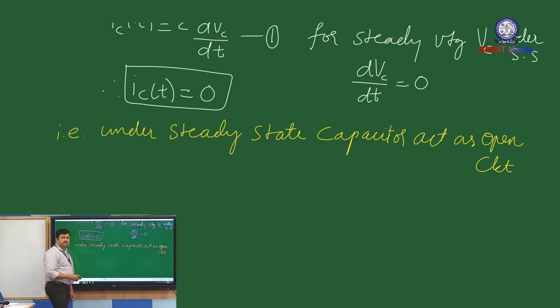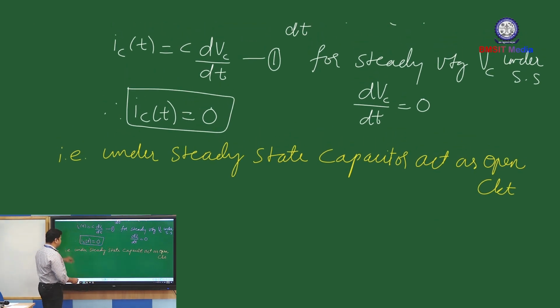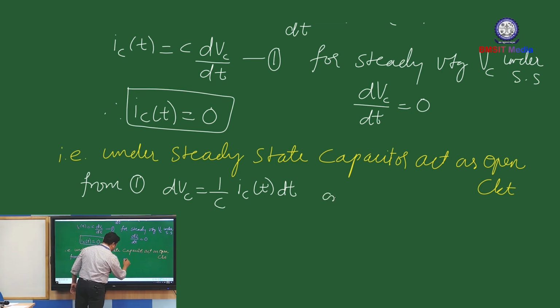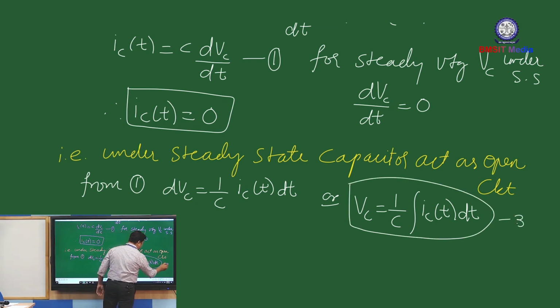If I have to give the expression for Vc from this equation 1, I can write dVc is equal to 1 over C times IC of t dt, or I can integrate on both sides and take Vc is equal to 1 over C integration of IC of t dt. Let me take this as equation 2.